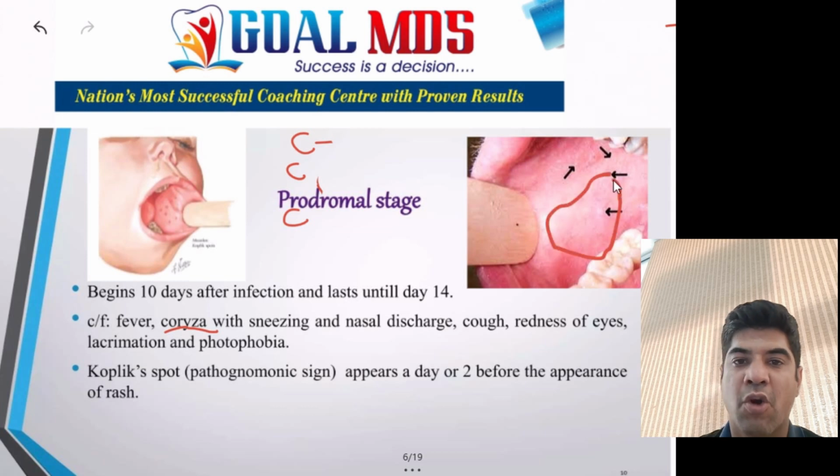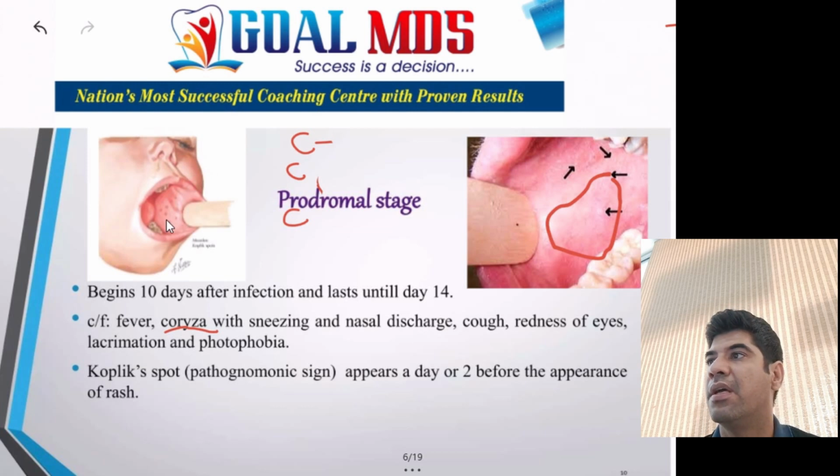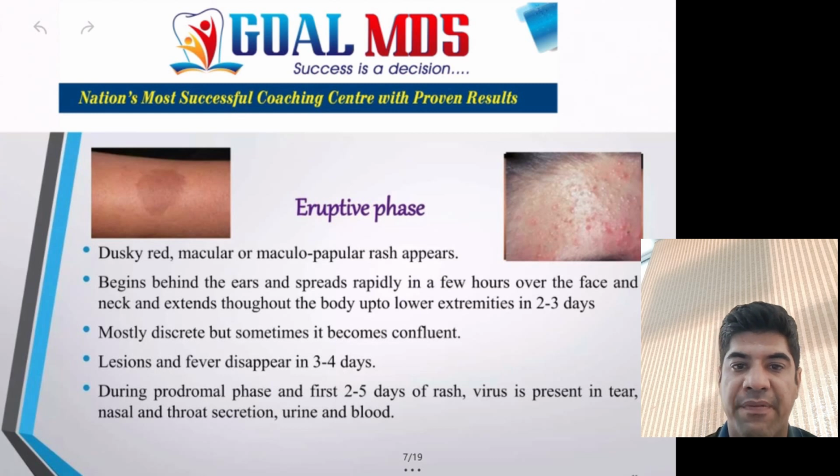Along with that, you will see the Koplik spots. These are small white spots present on the buccal mucosa. These are small white spots with a red border that may appear inside the mouth. Typically, a few days after the initial symptom, a red rash appears on the face and spreads to the rest of the body. This rash lasts about a week.